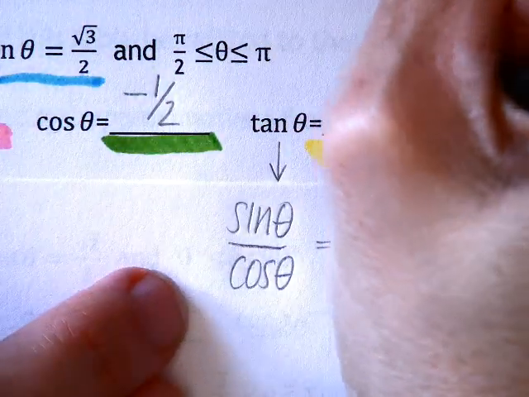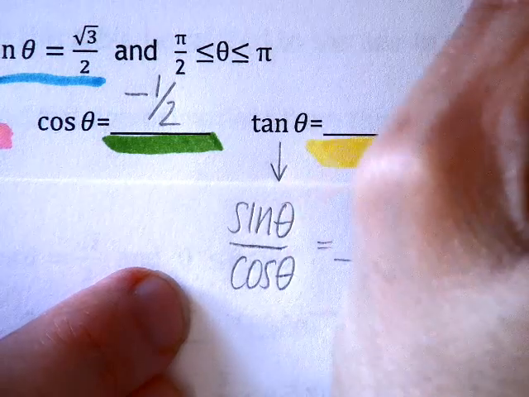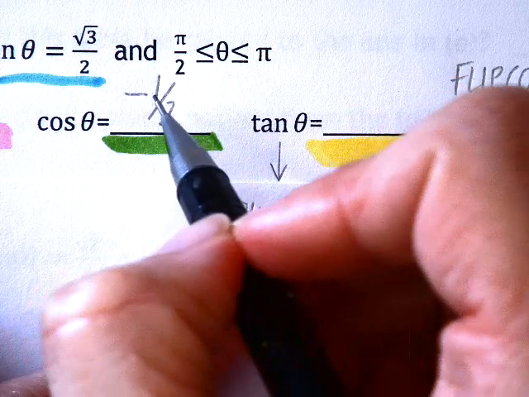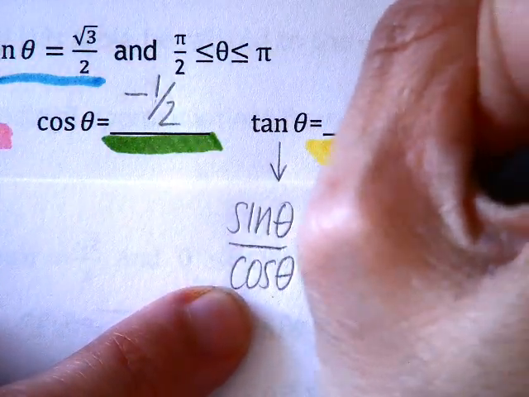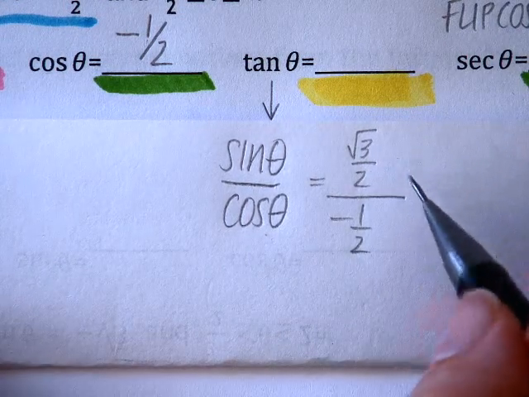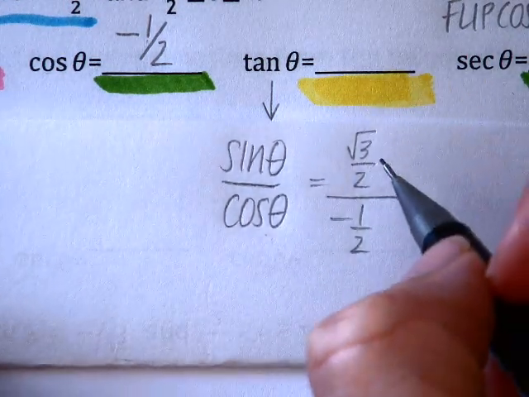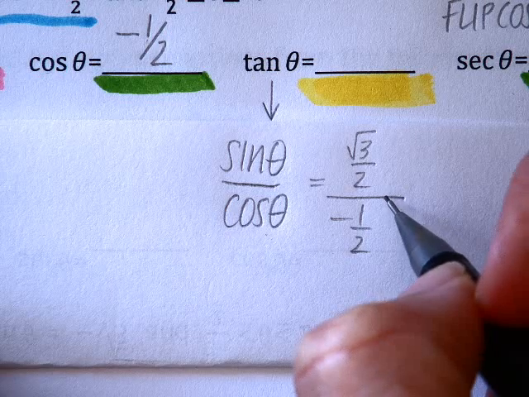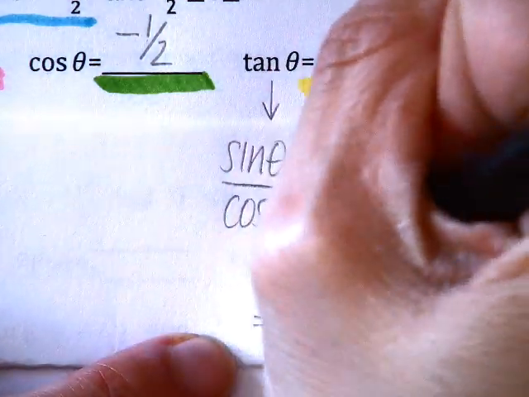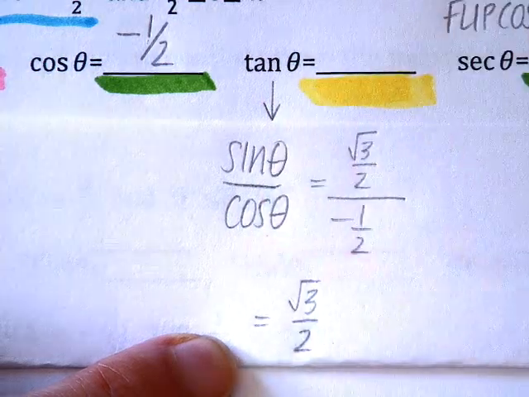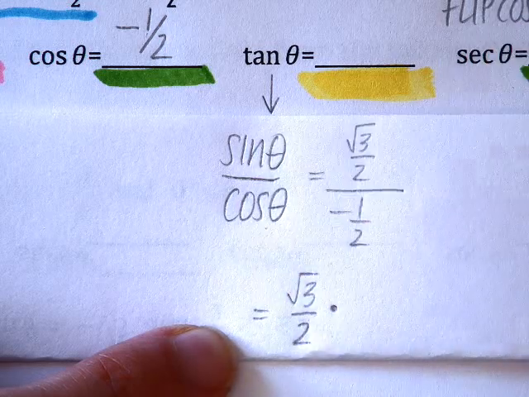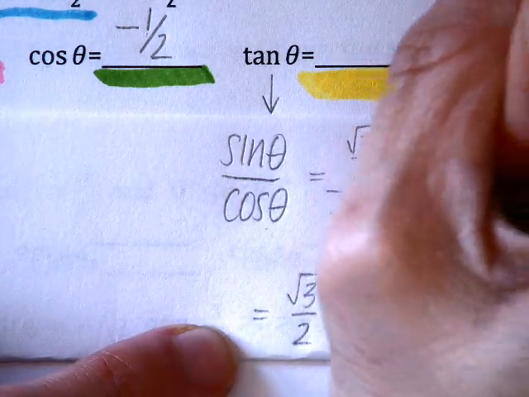already gave me, root 3 over 2. And on the bottom of the tan formula, we need cos, which is an answer we already have, negative 1 over 2. And just like we've done on page 18, this is going to be a keep, change, flip problem, where I'll keep the top fraction, change it to a multiplication, and flip the bottom fraction. So I'll keep root 3 over 2 as is. I'll change the problem to multiply, and I'll flip the bottom fraction to negative 2 over 1.